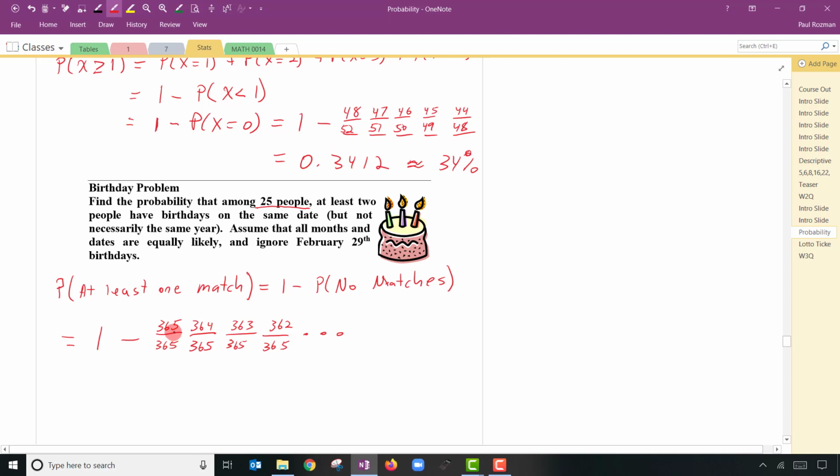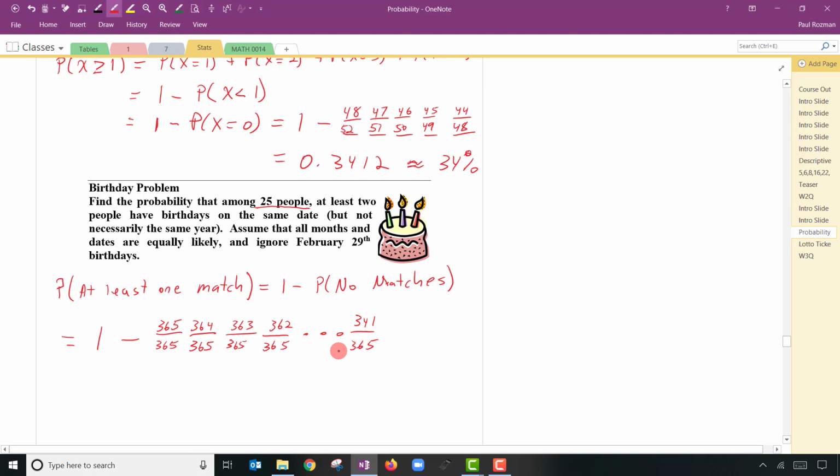So 365 minus 25 is 340, but it should be 341, shouldn't it? Like if I had 4 people, I would go 365 minus 4. That would get me to 361, but it's 1 bigger than that. So following that pattern, I think we can do this.